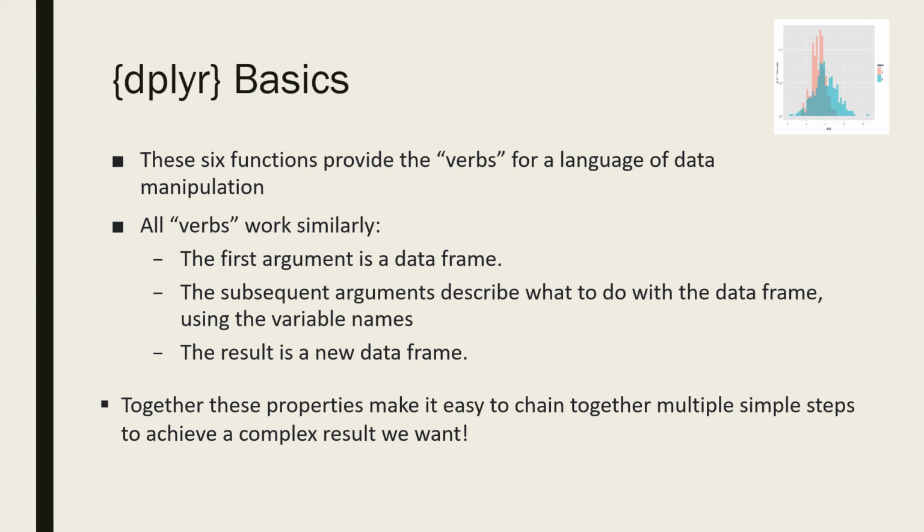All verbs work similarly. The first argument is a data frame. The subsequent arguments describe what to do with the data frame using variable names. The result is a new data frame. Together, these properties make it easy to chain together multiple simple steps to achieve a complex result we want. So now that we've finished this introduction, let's get back into RStudio and see what these functions do.